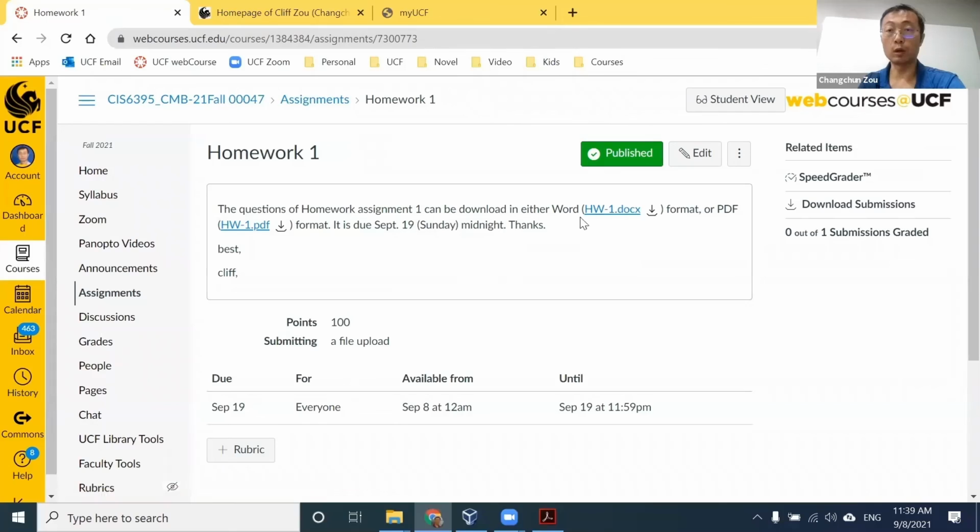You can download the Word document or the PDF document and do this assignment. And the assignment you can resubmit again and again, so you don't need to wait for the last day to submit. Once you finish, you can submit. If you find some error, you can resubmit later, as long as it is before the deadline. So you can always repeatedly resubmit.